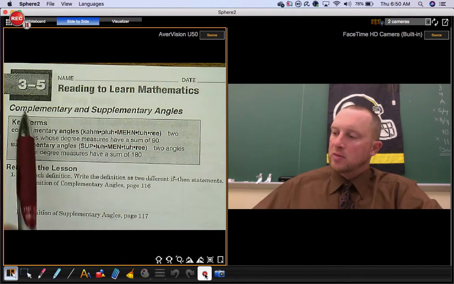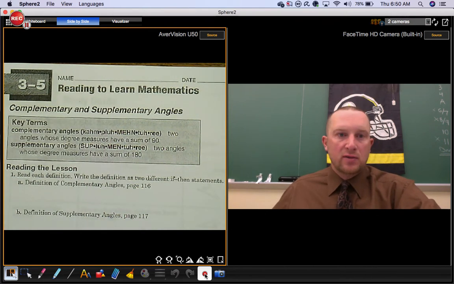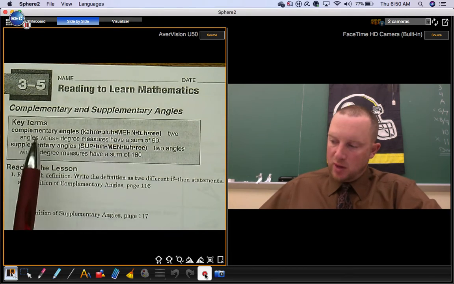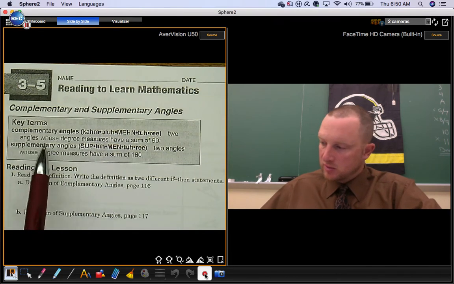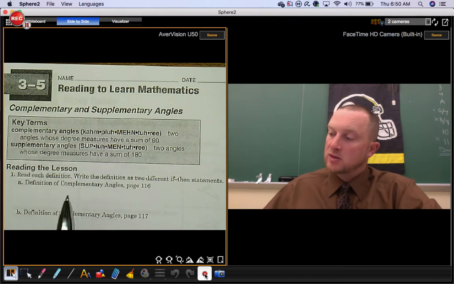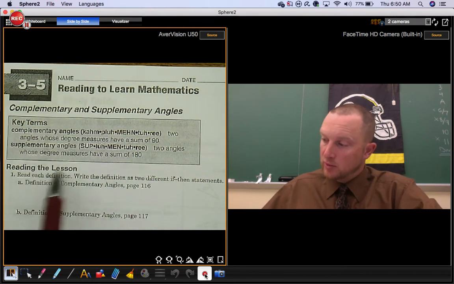This is the Reading to Learn Math page for section 3.5. It's on complementary and supplementary angles. They tell you right here in this box, complementary angles are angles whose degrees have a sum of 90. And they also tell you that supplementary angles are angles whose degrees have a sum of 180.